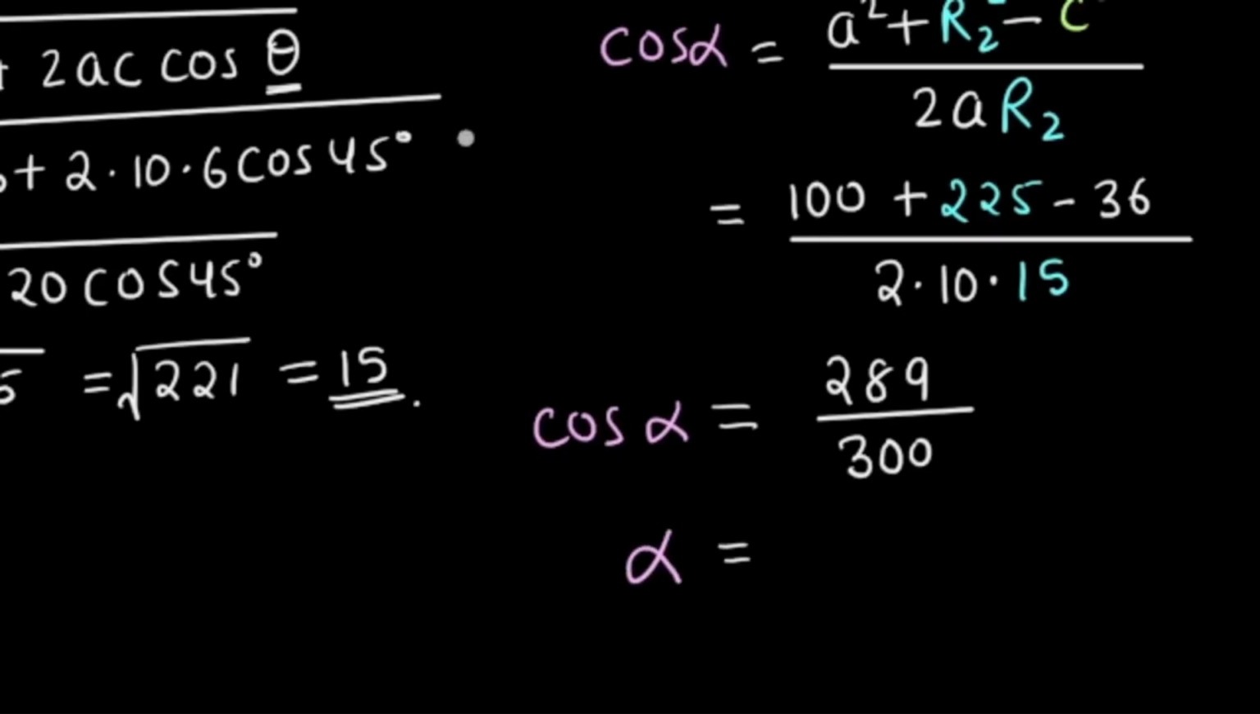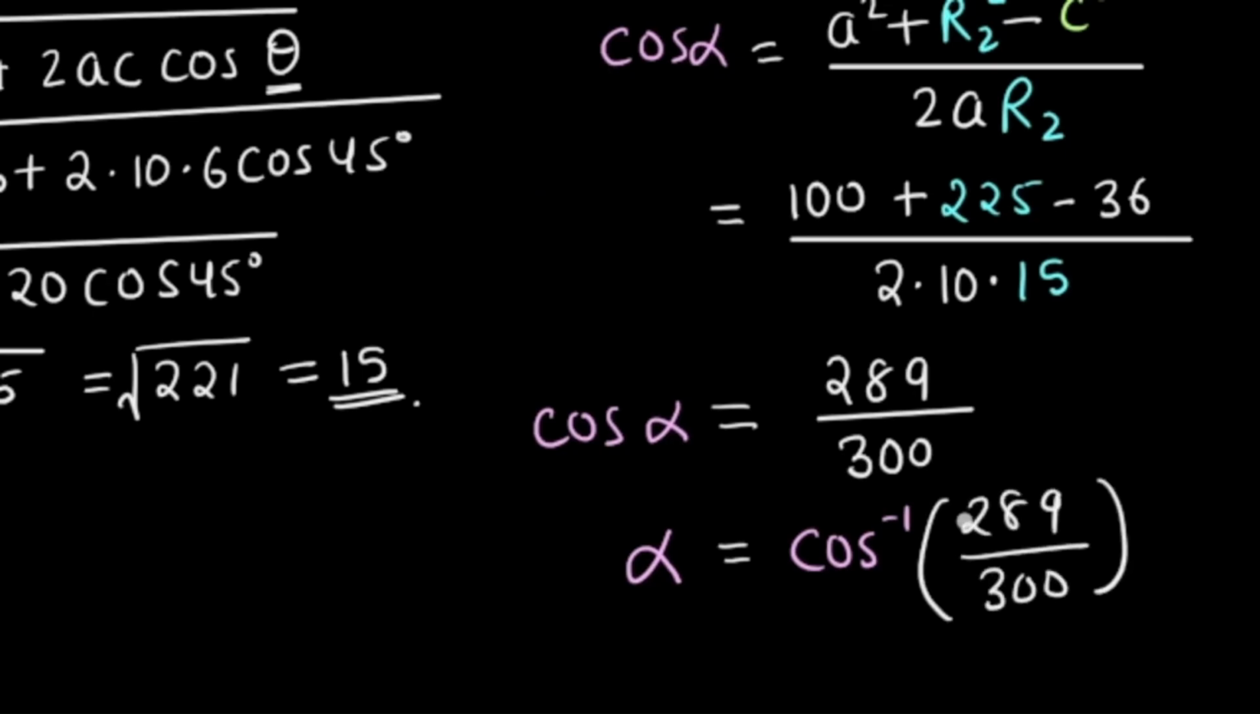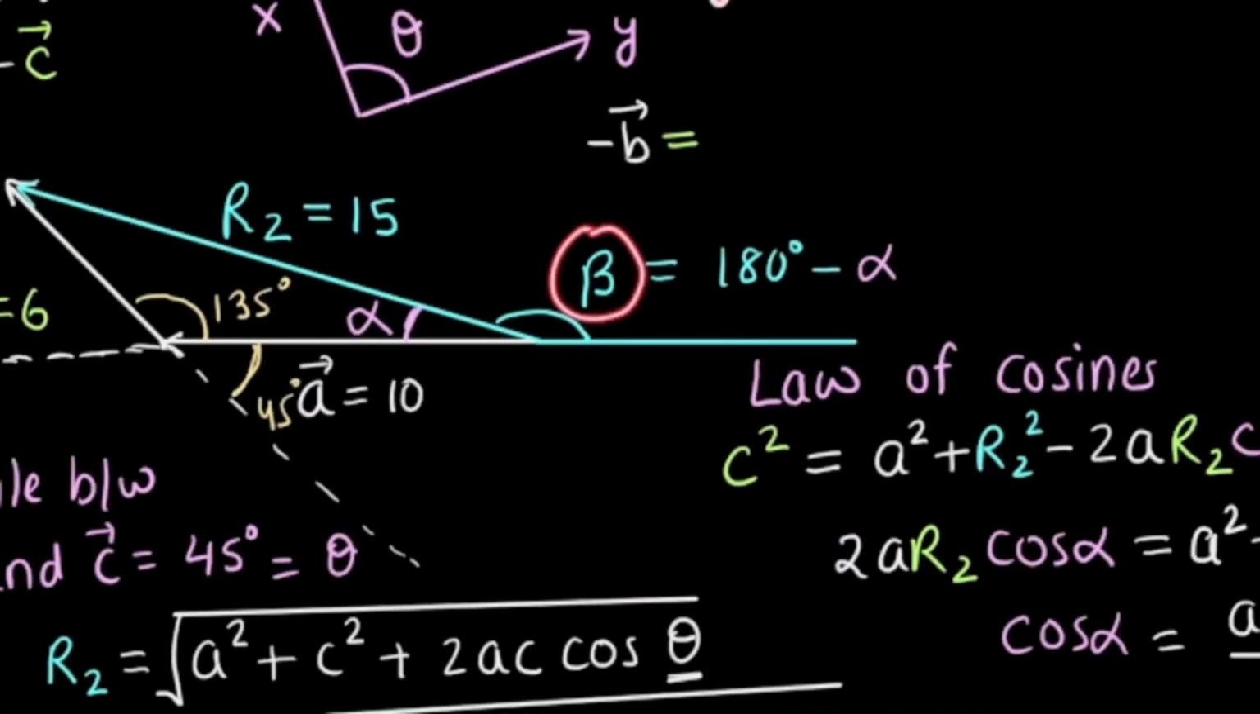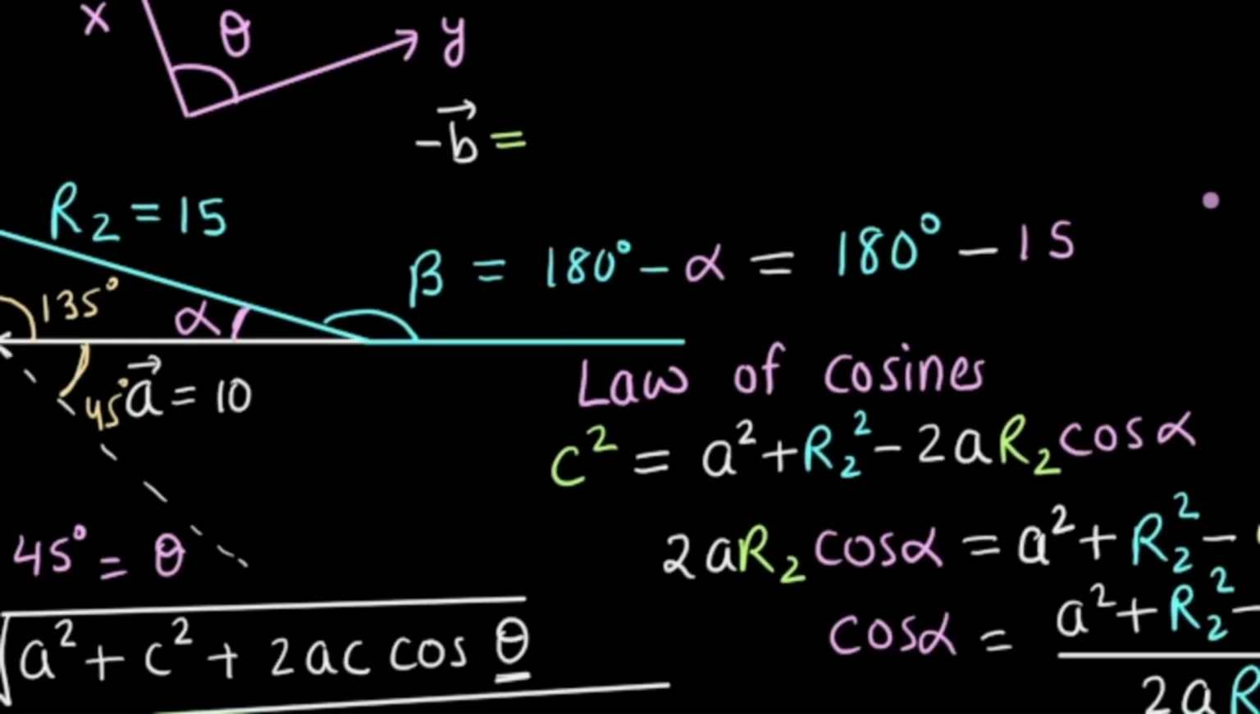Now we're going to take cosine inverse of both sides and figure out the value of alpha. So alpha equals cosine inverse or arc cosine of 289 divided by 300. This is equal to 15.56 degrees. What we want to find is the value of this beta. Beta is equal to 180 degrees minus alpha. Let's go ahead and calculate it. 180 degrees minus alpha, and we said alpha is equal to what? 15.56 degrees.